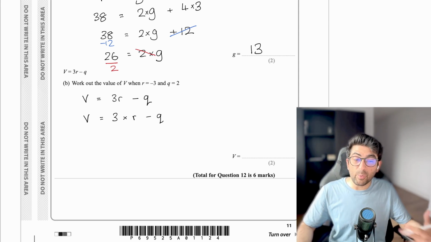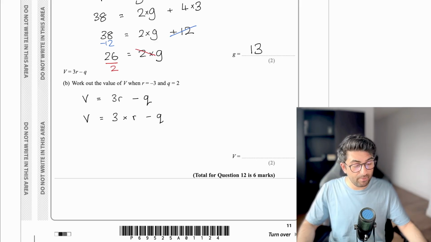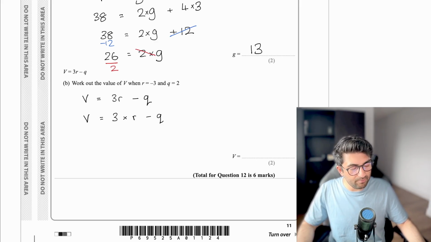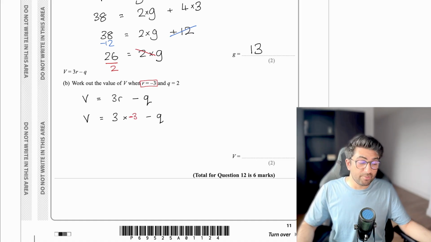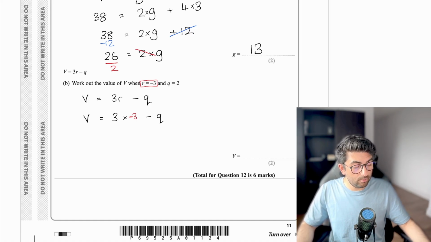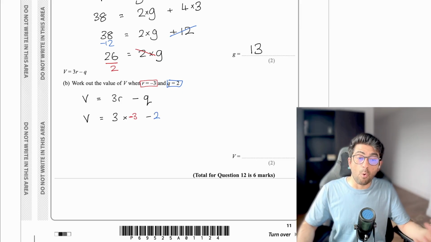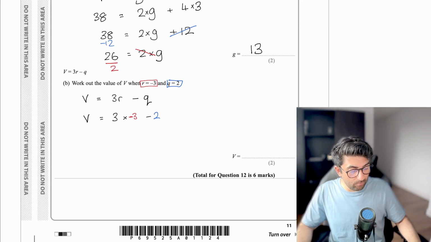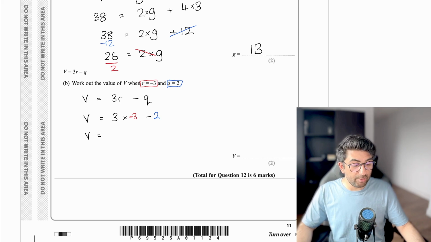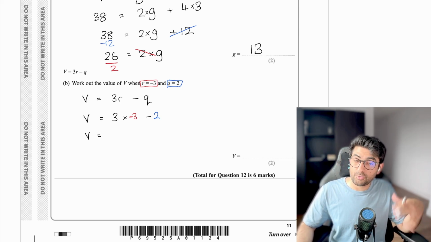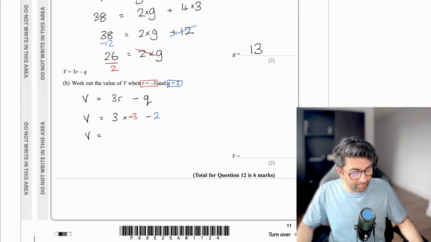Okay, so far so good. Now we can put some numbers for the letters. So again, it tells us that R is negative 3. So let's replace the R with a negative 3. Okay, then it tells us that Q is 2. So let's replace the Q with a 2. Okay, now we can start working some things out. So first of all, we have this multiplication. Now, according to BODMAS, we have to do the multiplication before the subtraction. So let's do the multiplication first.